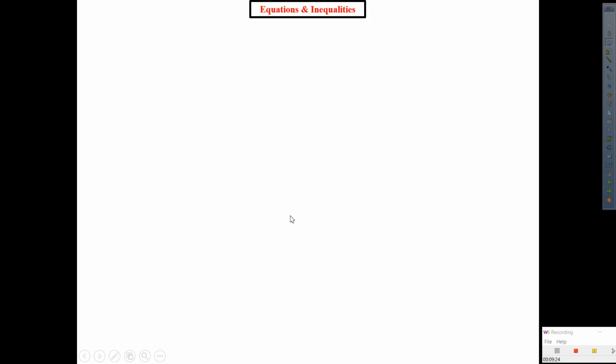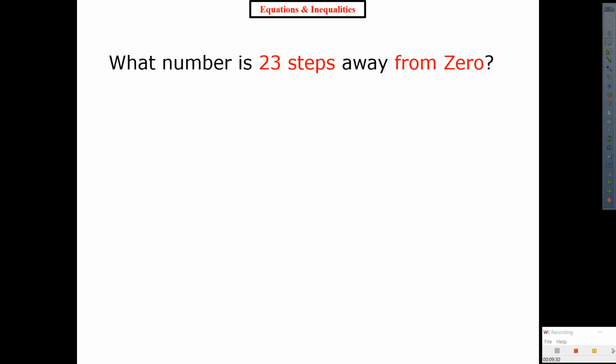So, with that said, look up to the screen. If I was to ask, what number is 23 steps away from 0? Think about it. Tell your neighbor, please. Who said negative 23? Who said positive 23? That is correct. Both of those are 23 steps away from 0.